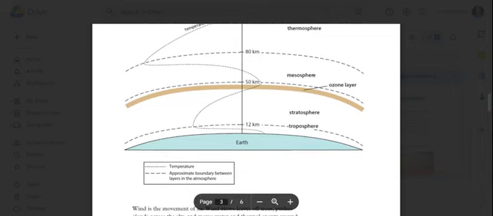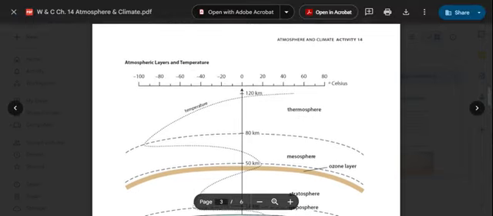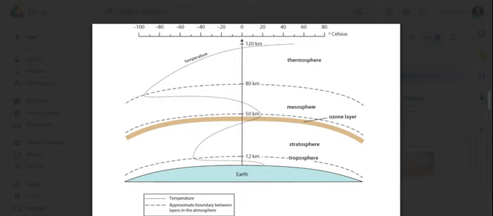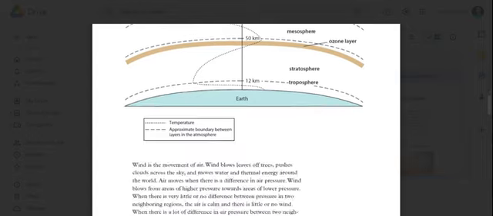Notice that as you get higher up in the troposphere, the temperature decreases. Notice that as you get higher up in the stratosphere, the temperature actually increases. And as you get higher in the mesosphere, the temperature decreases a lot. And then as you get higher in the thermosphere, the temperature starts to increase. The temperature seems to follow a zigzag pattern as you travel up through the layers of the atmosphere.